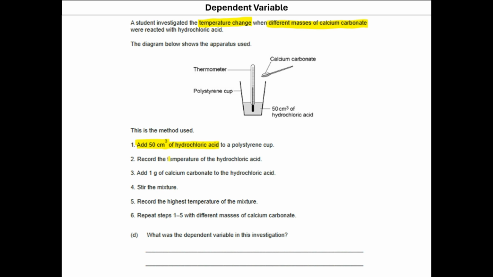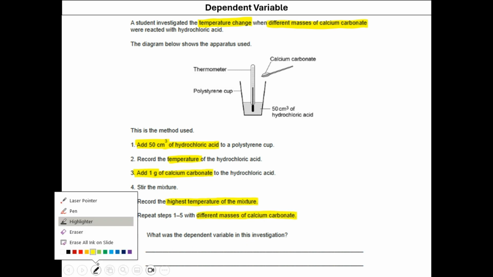Record the temperature of the hydrochloric acid. Add 1 gram of calcium carbonate to the hydrochloric acid. Stir the mixture. Record the highest temperature of the mixture. Repeat steps 1 to 5 with different masses of calcium carbonate.